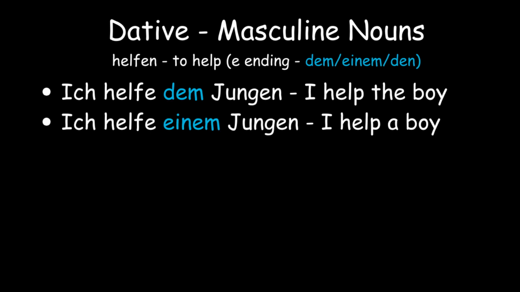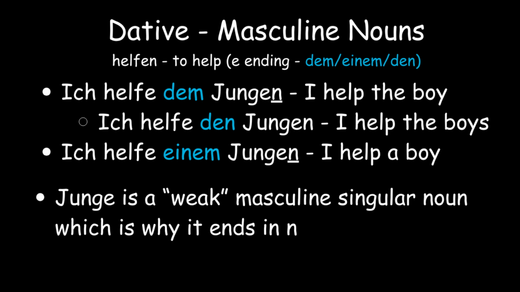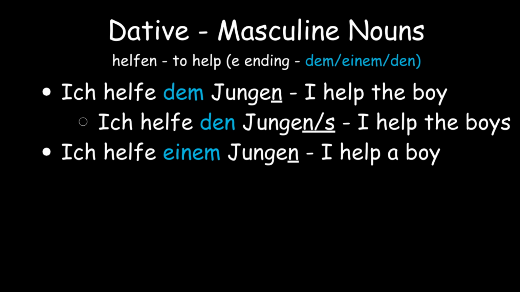Here, we again have the verb helfen. Ich helfe dem Jungen. Ich helfe einem Jungen. To pluralize it, change the article. Ich helfe den Jungen. These sentences are dative because of the articles and the verb. Let's not forget that Junge is a weak masculine singular noun, which is why it ends in N, and colloquially, it's possible to say Jungs. This noun does not require an extra N because it already ends in N or S.